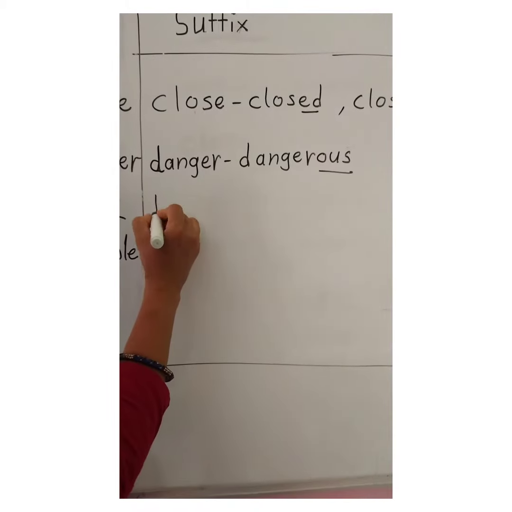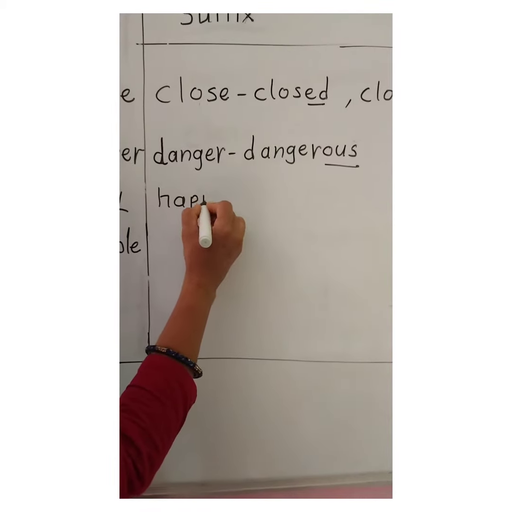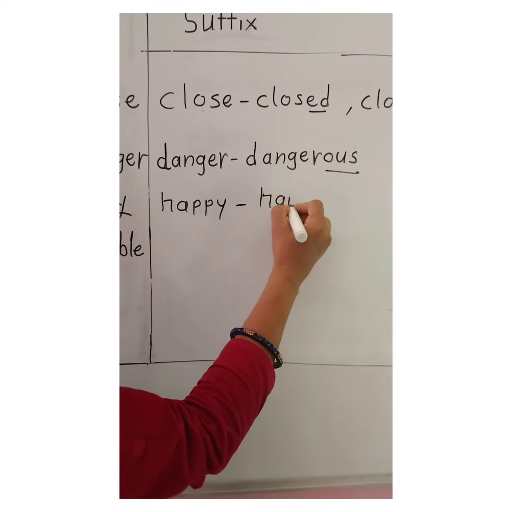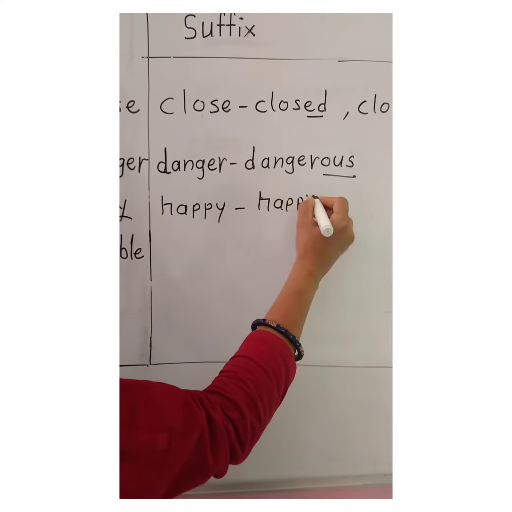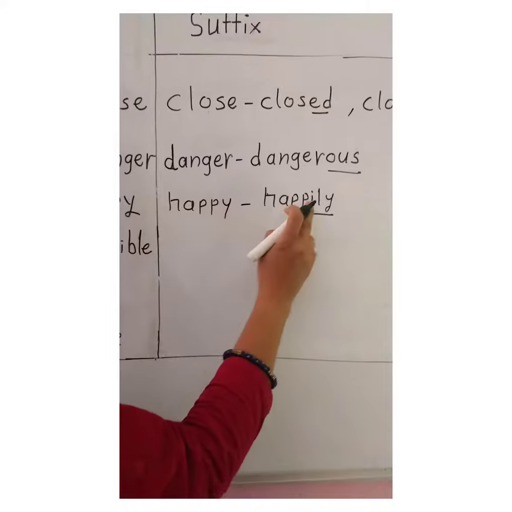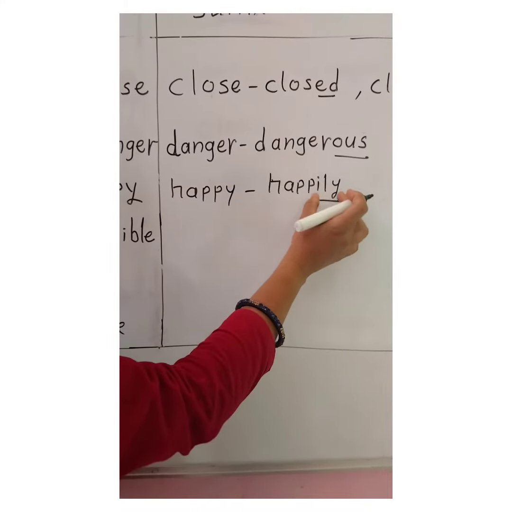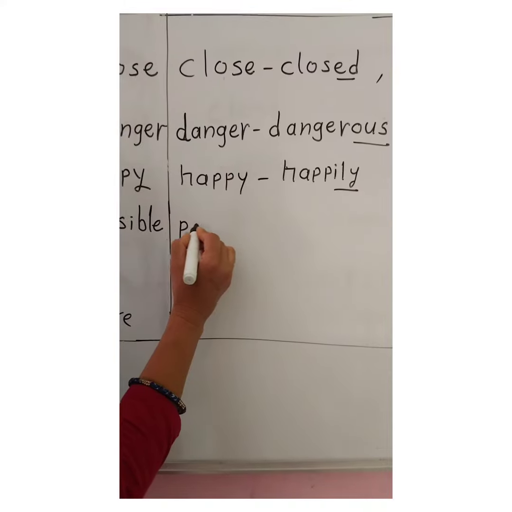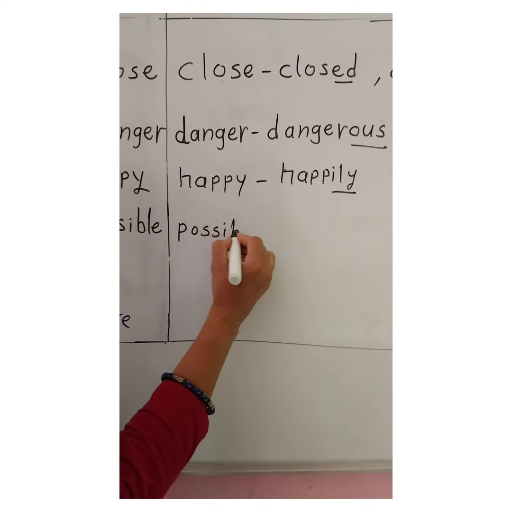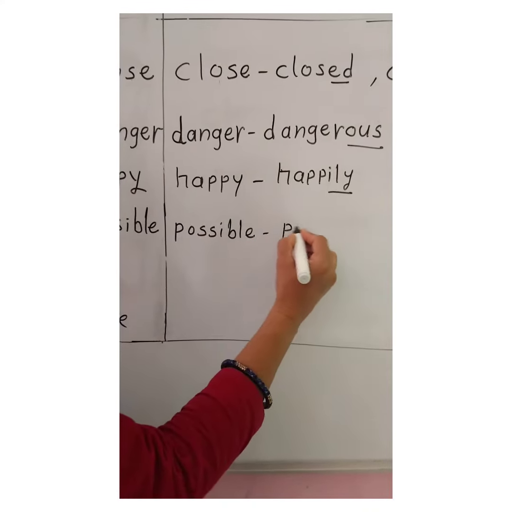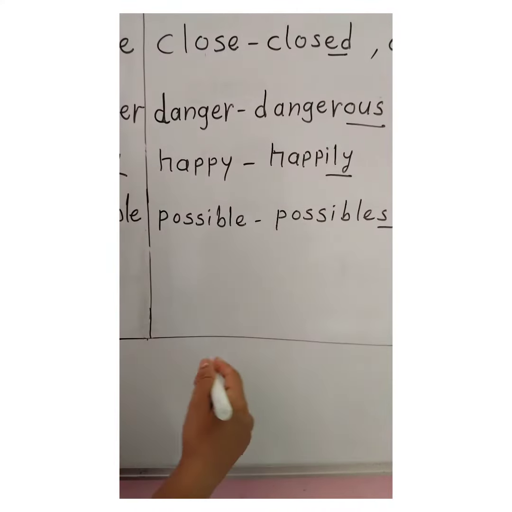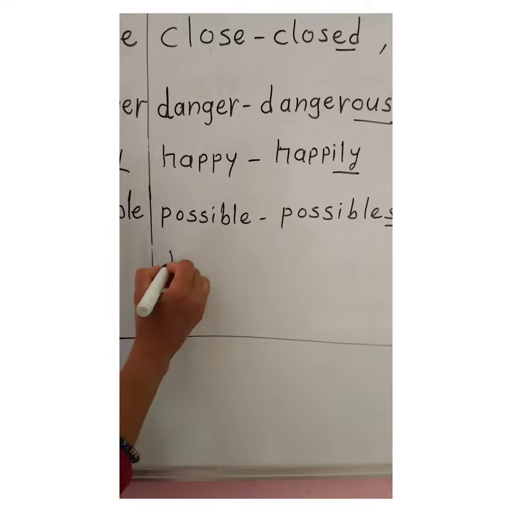Then happy. Next example is happy. Happy, happily. Here y is replaced by I and ly. This group of letters is the suffix. The next example is possible. Possibles. Here S is the suffix.